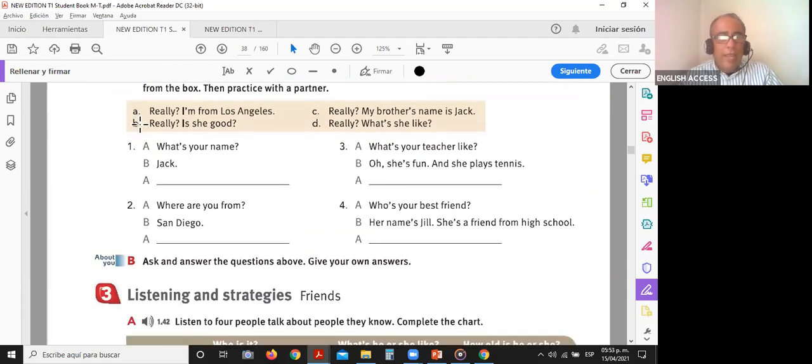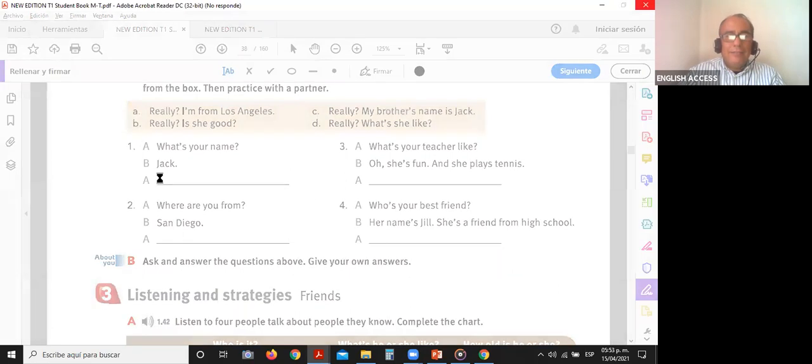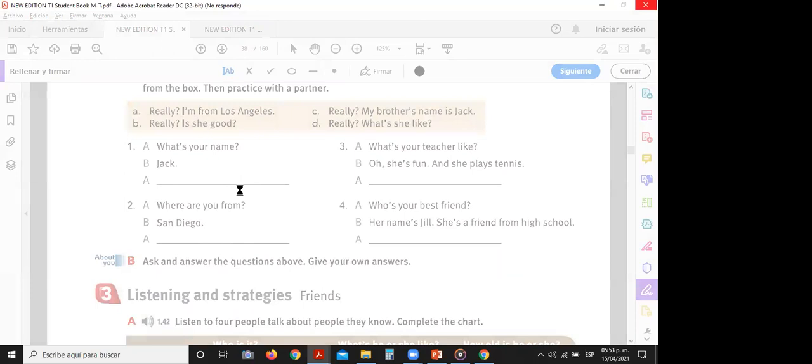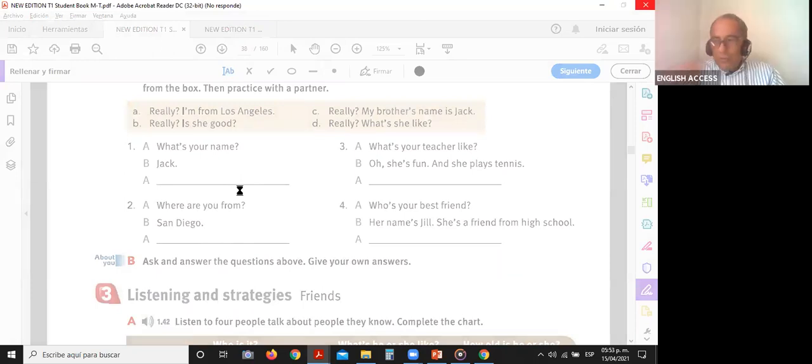For example, we have A and B, C and D. They are going to be located in these blank spaces. For example, number 1, what's your name? Jack. What is the correct next sentence? Really? My brother's name is Jack. Very good. Write it down. I have problems with my computer here. But yes, it's letter C. Really, my brother's name's Jack.